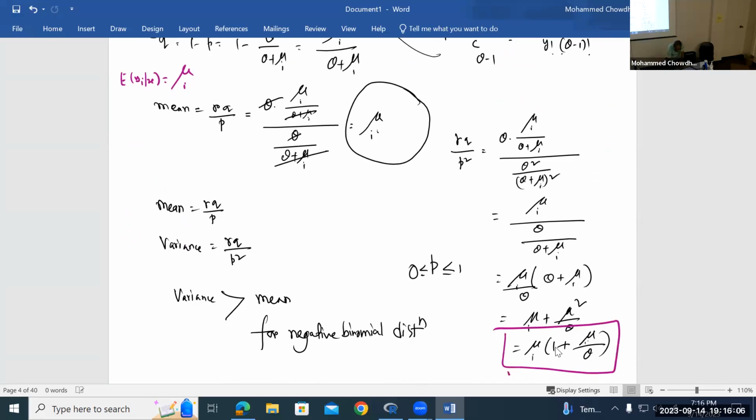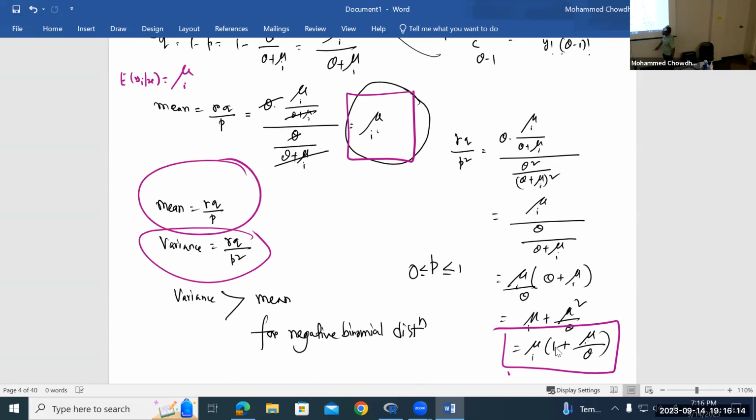That variance quantity is bigger than this mean quantity. Originally, this is bigger than that, if you plug in any value of R, P and Q. But that value should be rational. R is the number of successes. Number of successes could be 1, 2, or 3.